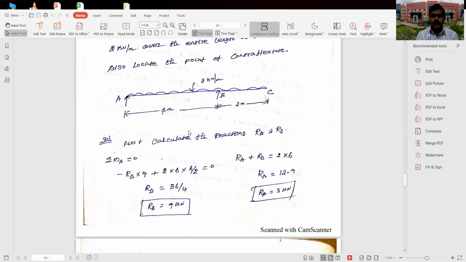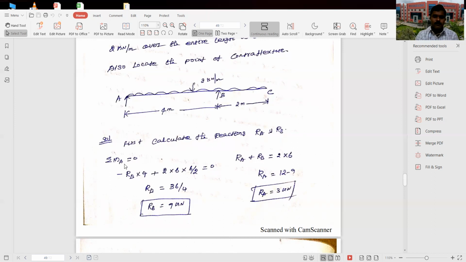To calculate the reactions, you have to use two equations: one is the sum of the moments at A equal to 0, and the other is that the sum of the upward vertical forces equals the sum of the downward vertical forces. Either you can use the sum of the moments at A equal to 0 or at B equal to 0. In this overhanging beam, we take the sum of the moments at support A equal to 0. Solving these two equations, you will get RA and RB.